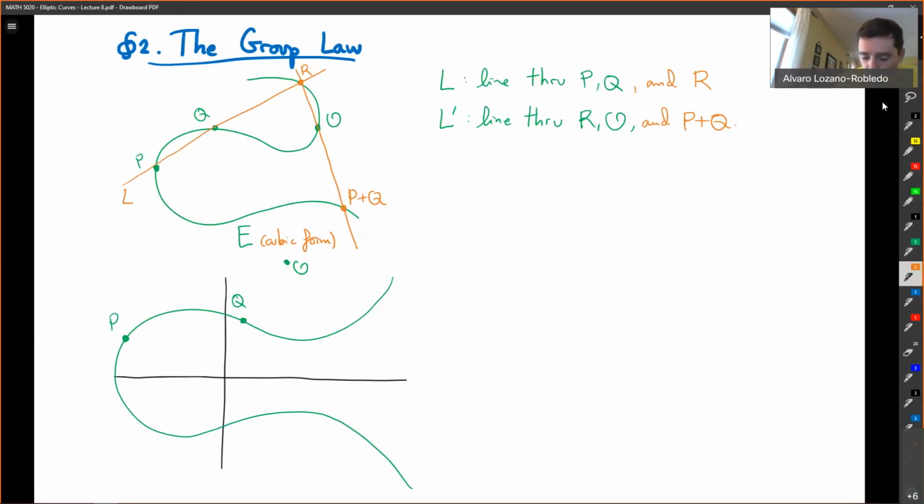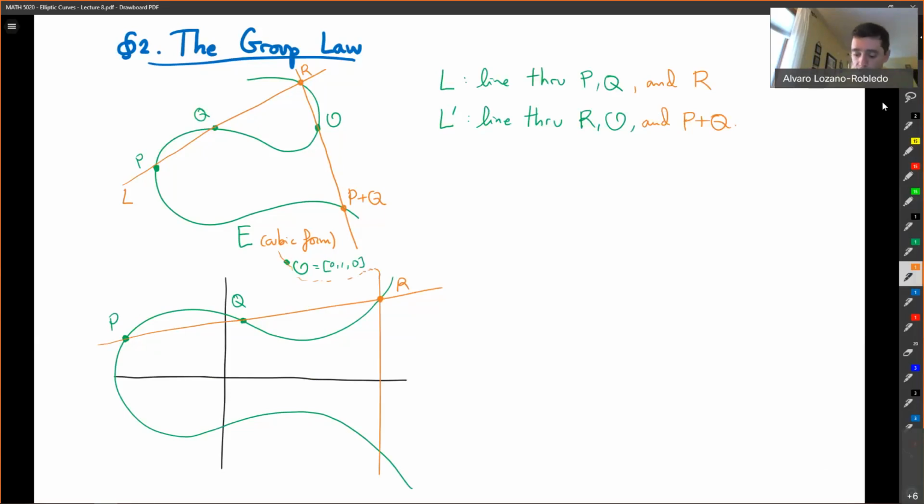So I do the line through P and Q, that intersects at a point R. Now I want the line through R and O. What line would that be? Well, if you remember from several lectures ago, every vertical line in the affine space, when you look at it projectively, goes through the point O, the point 0, 1, 0 in projective. Every vertical line goes through it. So there is one line that goes through R and O, and it has to be a vertical line. So all vertical lines end up going through O.